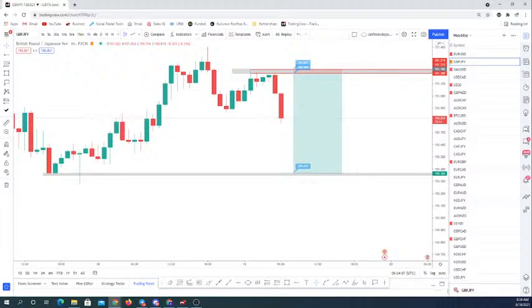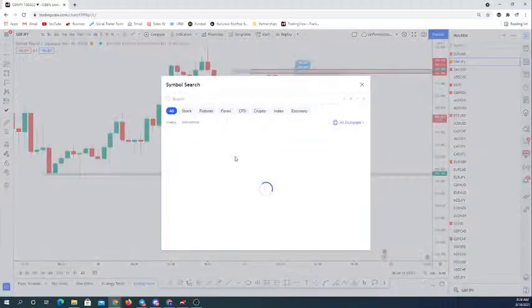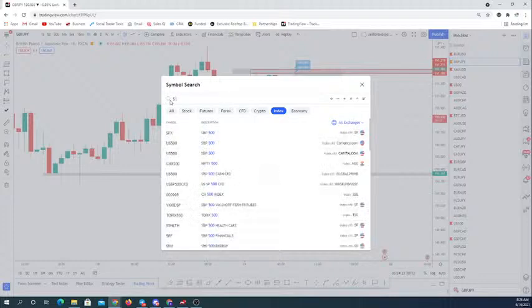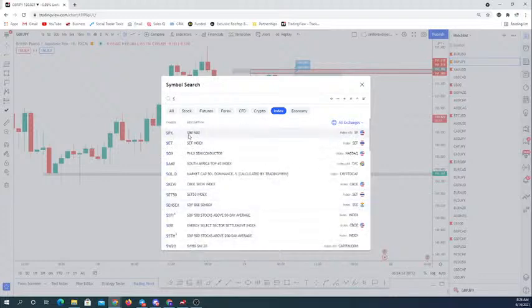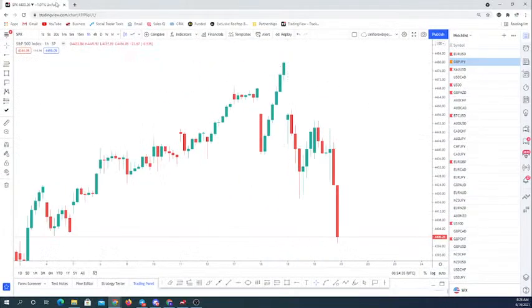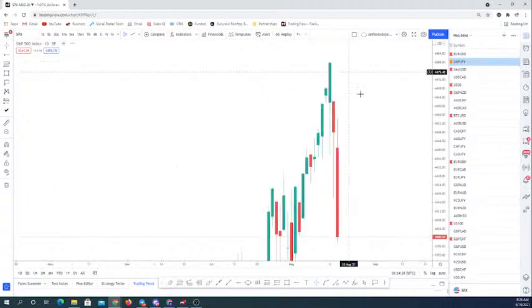And then S&P 500 and Nasdaq. I've never really looked at the S&P 500. Let's see if I'm gonna get it, and then we'll just take a look. And there we go, SPX.